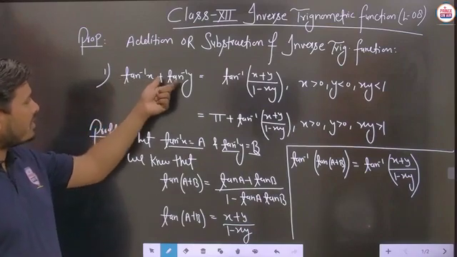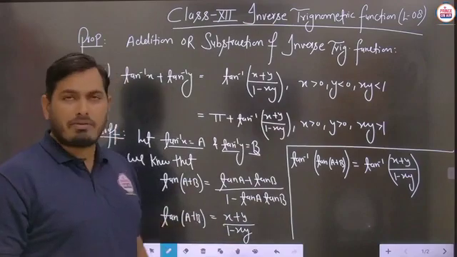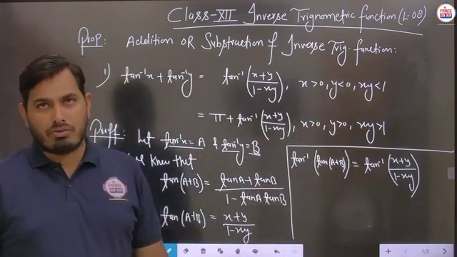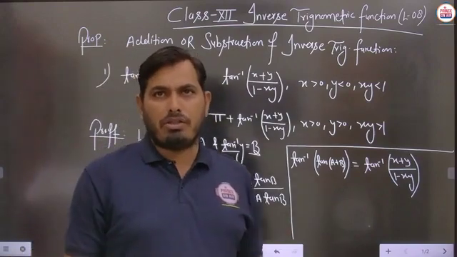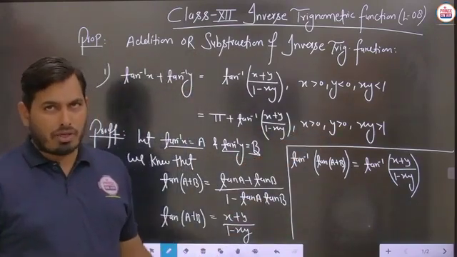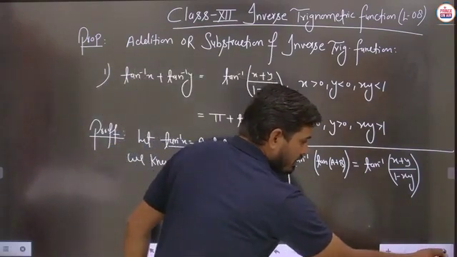Tan inverse x plus tan inverse y equals pi plus tan inverse of x plus y upon 1 minus xy. But here you can check the conditions: x is greater than 0 and y is greater than 0, which means both are greater than 0. Then definitely x and y both are greater than 0.